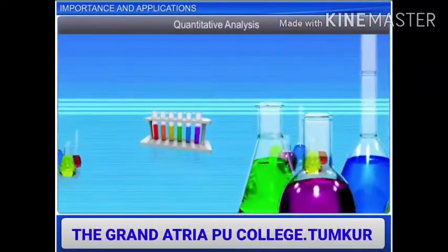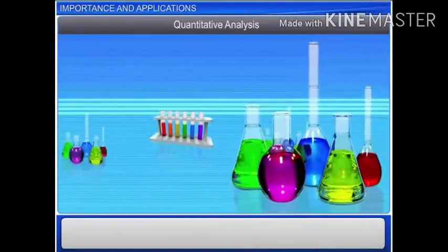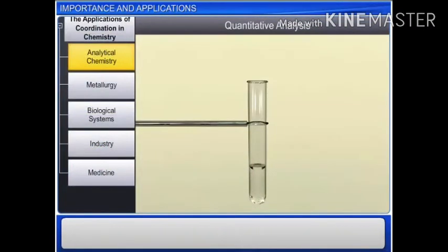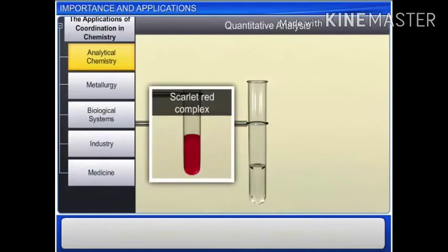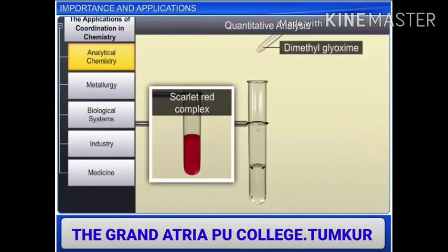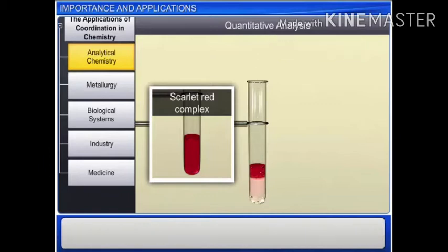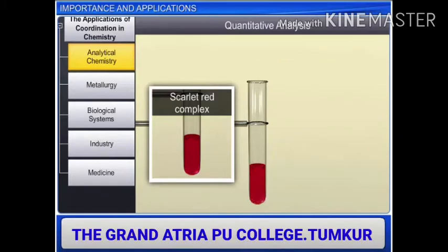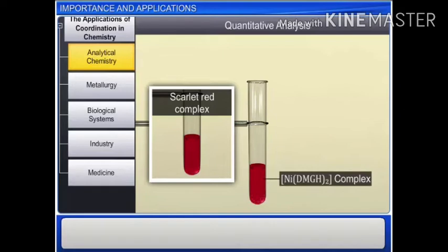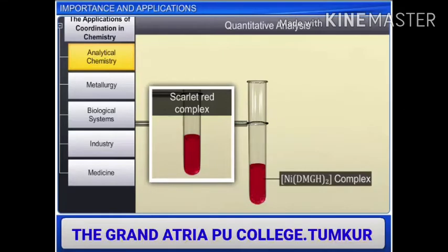There are numerous reactions in quantitative analysis where complexes are formed. For example, the formation of a scarlet red complex with dimethyl glyoxime is the basis for the detection and estimation of nickel 2+ ions.